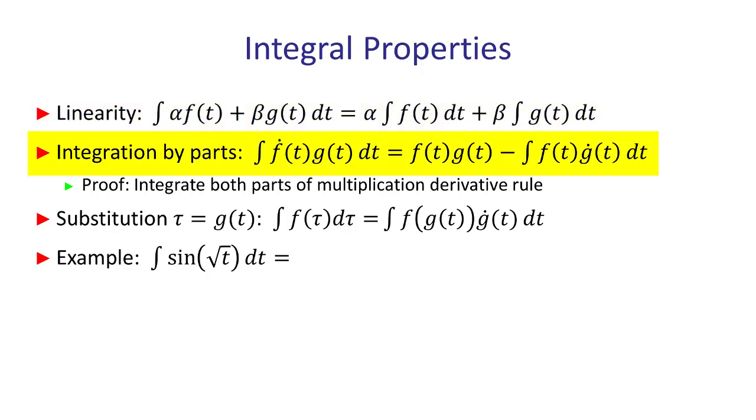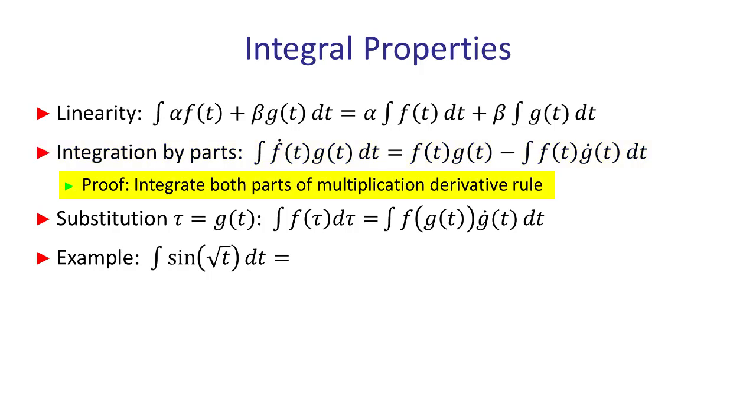And integration by parts is the integral of f derivative times g equals fg minus the integral of f times the derivative of g. Now, the proof of that integration by parts is very simple, and it's very easy to remember actually. If you remember the rule of the derivative of the multiplication of two functions, basically, if you integrate both sides of that rule, you get integration by parts.